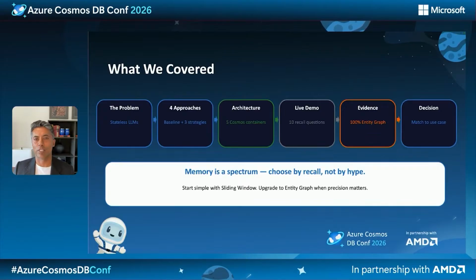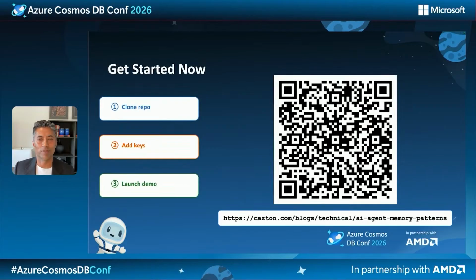You can do it in multiple different ways, but for that reason, we had more than just one container. And then you've got the live demo, which had 10 recall questions. Then you had the evidence, which was 100% recall in terms of entity graph. And then the decision, which isn't really about the recall numbers that we shared here, but a lot more than that. And we discussed every single one of those.